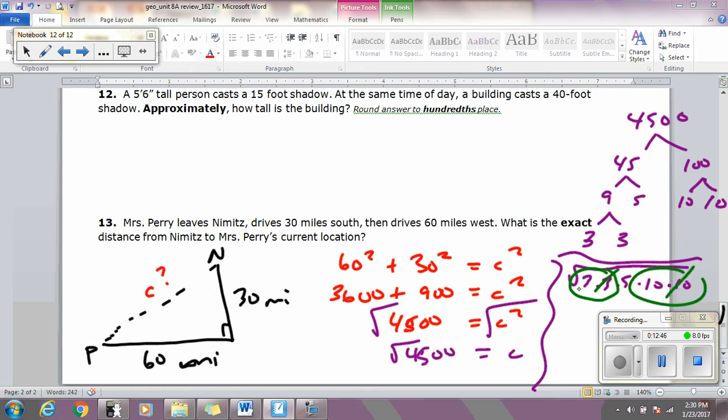Cancel, cancel, move out, and move out. So we had a 3 and a 10 come out. When they come out, they multiply. So that's 30 outside the square root sign. And inside the square root sign, we still have a 5. So it's 30 square root of 5 miles as a final answer.